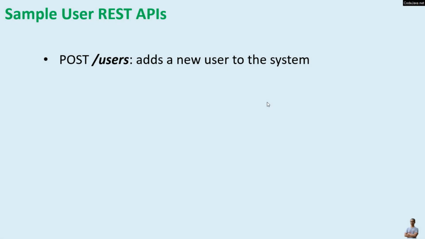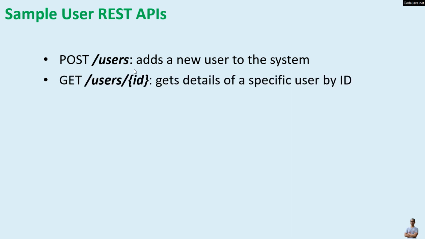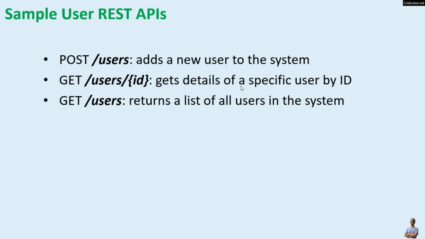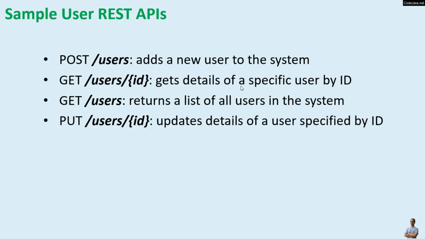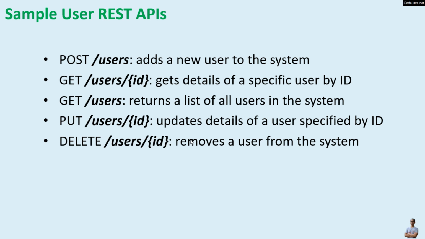So the sample user REST APIs which we will develop and code unit tests for are: POST /users, this API adds a new user to the system, and the second API, GET /users/id, gets details of a specific user by ID, and the third API, GET /users, returns a list of all users in the system, and the next API, PUT /users/id, updates details of a user specified by an ID, and the last API, DELETE /users/id, removes a user from the system.